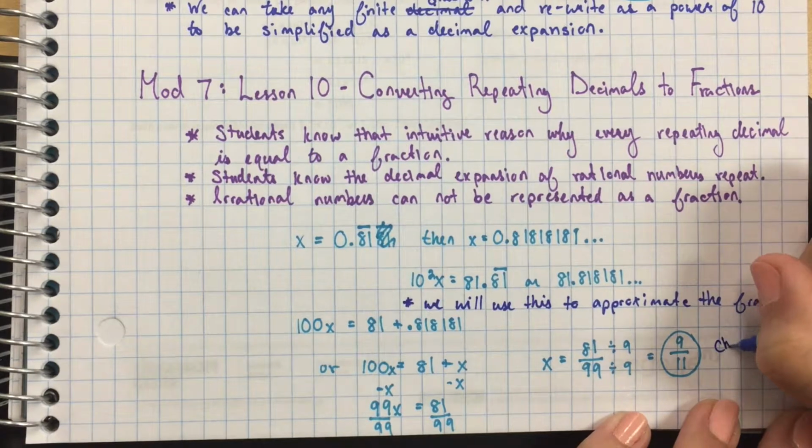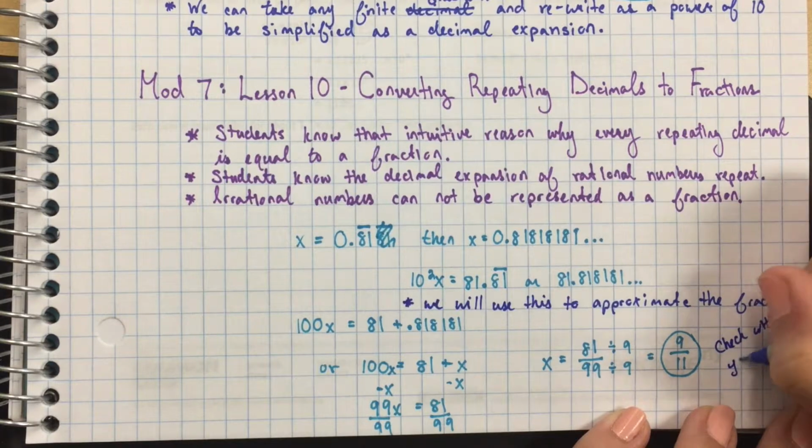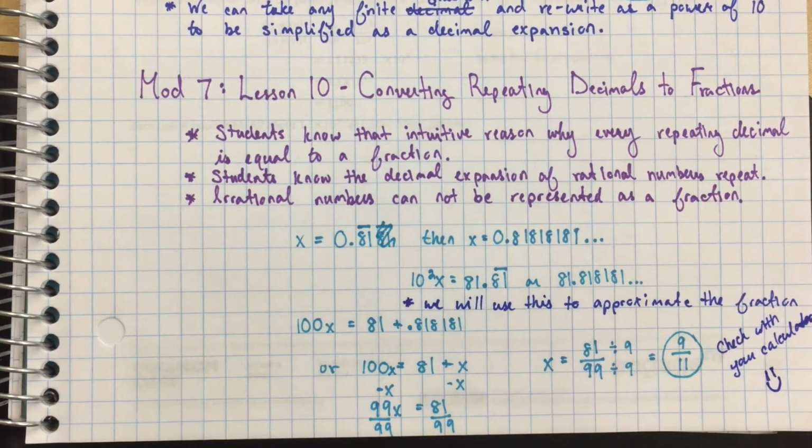So by saying that 100x is equal to 81 plus 0.818181, I can remove that x value from each side. So subtract an x, and I get 99x is equal to 81. I basically removed that repeating decimal component of my equation to allow me to solve for x. So after simplifying, I get 9 over 11, and I can put that right into my calculator to make sure it comes out as the repeating decimal 0.81818181.